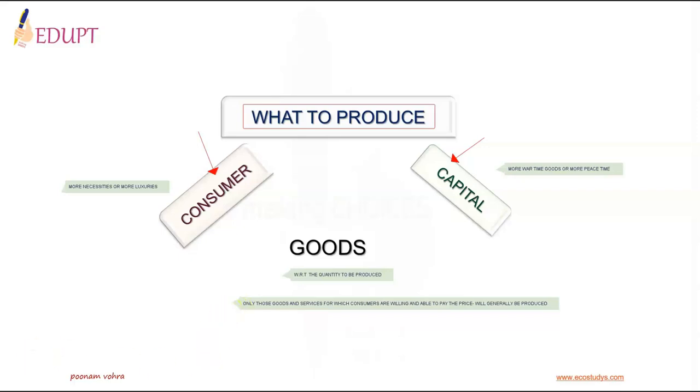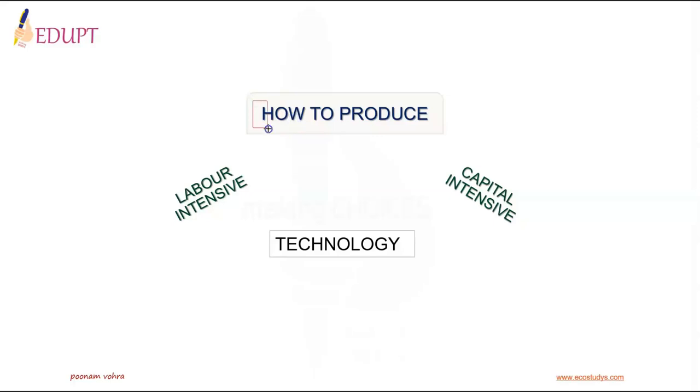The problem of how to produce involves a choice between labor-intensive and capital-intensive techniques of production. A choice has to be made between these two methods because labor-intensive techniques generate huge employment opportunities but low growth, whereas capital-intensive techniques result in low employment opportunities but faster growth.